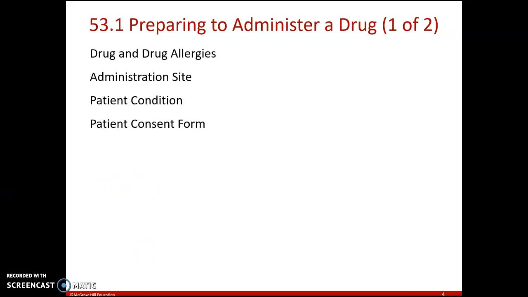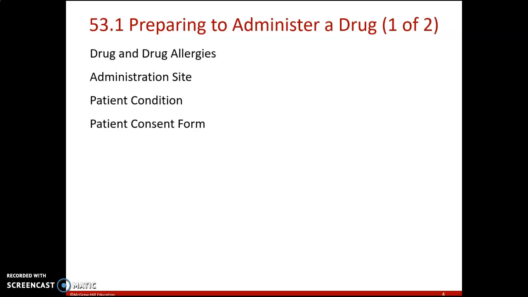The administration site is also called the route, and it may include local or systemic, such as by mouth or intravenous effects. Local would be more topical, applied to the skin, or inhaled. For an injection, you must locate and inspect the injection site, and that means making note of anything like moles, scars, birthmarks, redness or rash to the area, burns to the area, tattoos, or anything else unusual about the area.